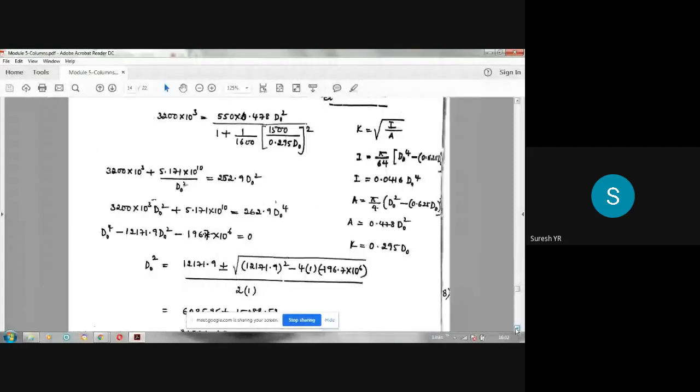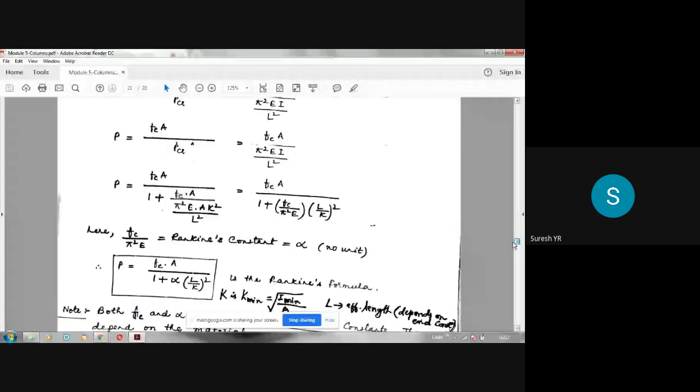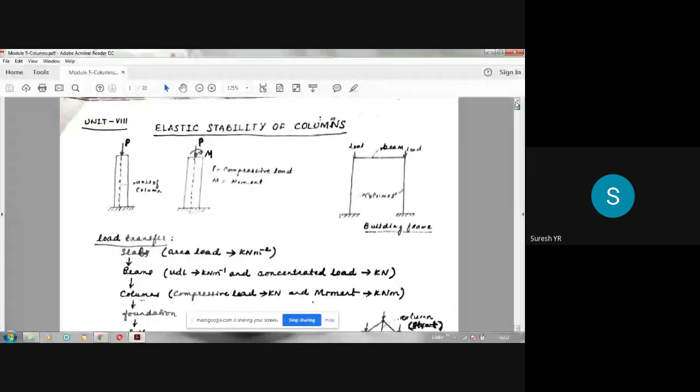So today I explained what a column is. A column is nothing but a compression member of a building frame; a compression member of a truss is called a strut. Then we classified the columns based on 2 criteria. One is based on the value of L/D, actual length of the column divided by least lateral dimension. A value less than 8 means it is a short column. Between 8 and 30, medium or intermediate column. More than 30, long column.